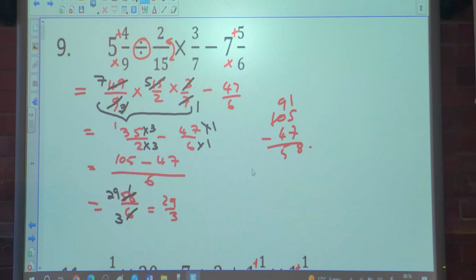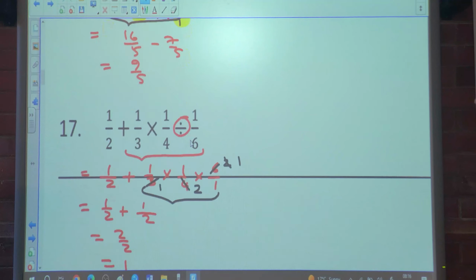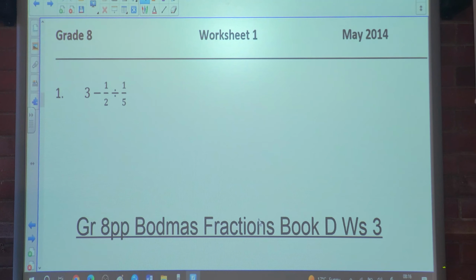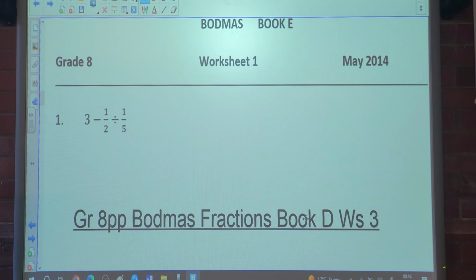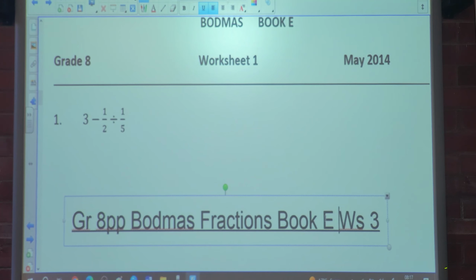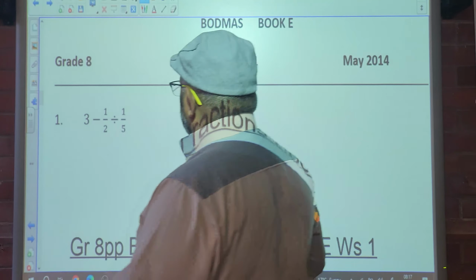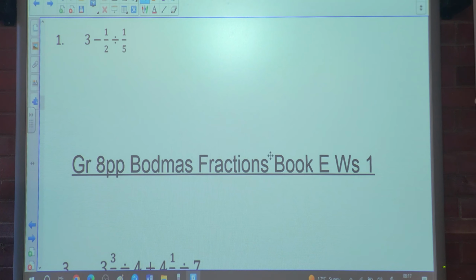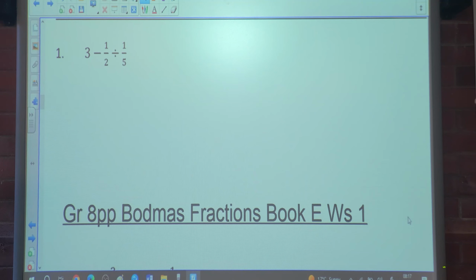So at this point, we're looking at Book E, Worksheet 1. Book E, Worksheet 1. So now, in the first worksheet, number one, we have 3 minus a half divided by a fifth.